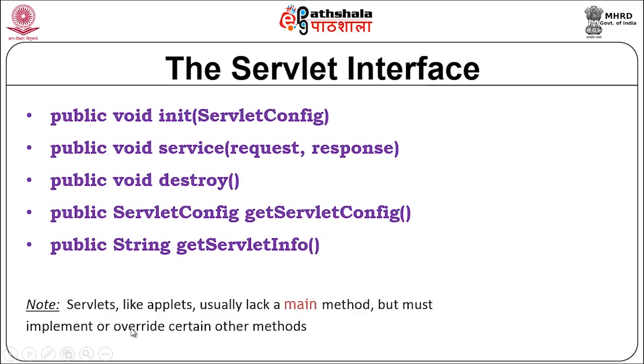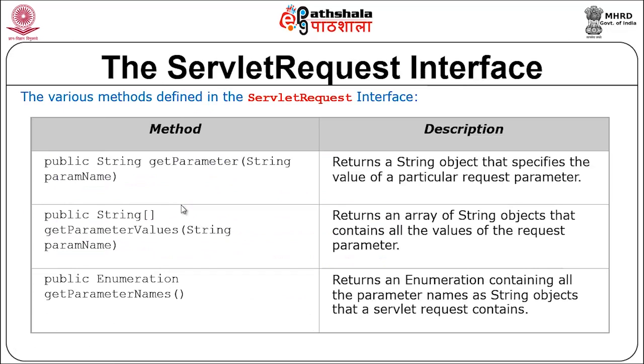Servlets, like applets, usually lack a main method. So, we must implement or override other methods like init, service and destroy. Like applets, they do not have a main method; instead we have to override the service method or the other methods that are given for supporting servlets. Now, let us take a brief look at the different methods that are provided in the other interfaces.